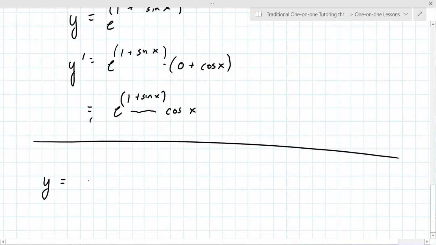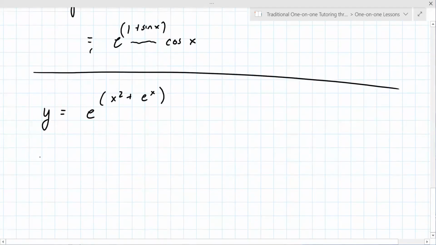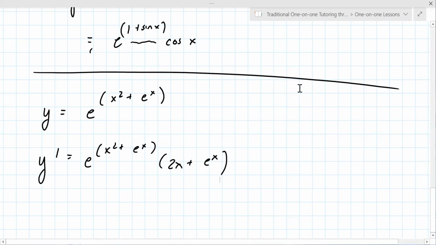Now let's try one more. We have y equals e to the x squared plus e to the x. You want to take the derivative of this. That's e to the x squared plus e to the x, times 2x plus e to the x. Yes, good. There are a few things you could do to simplify, but I think that's probably good.